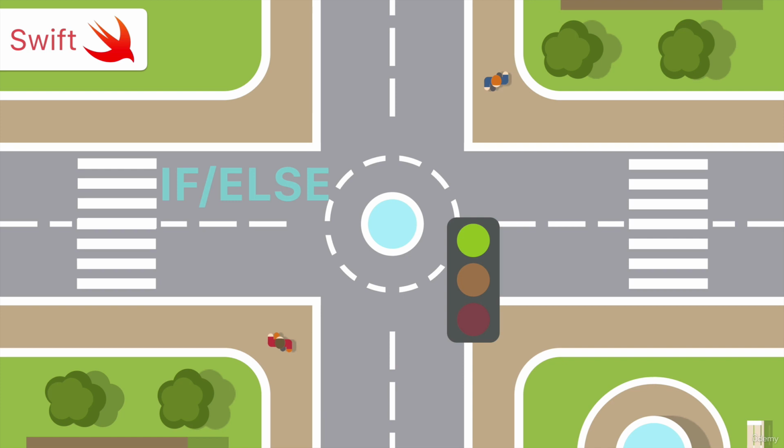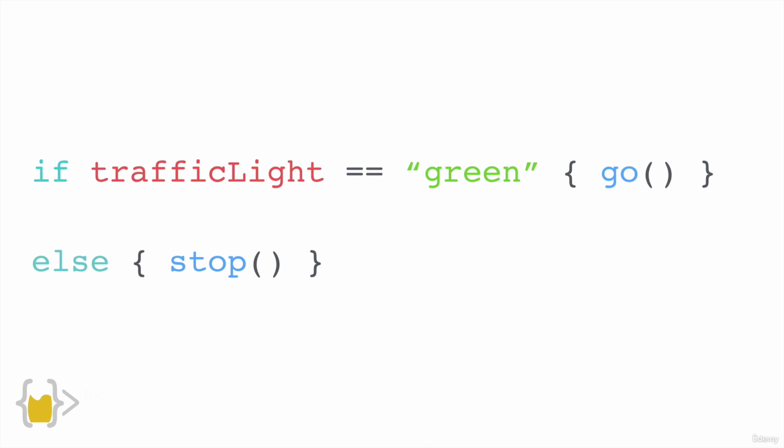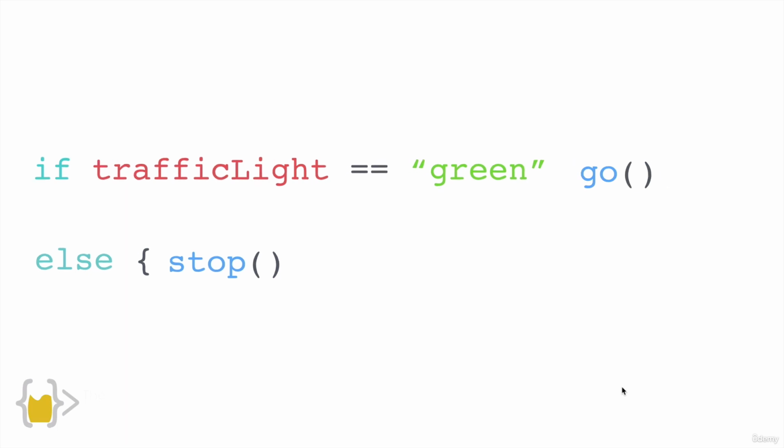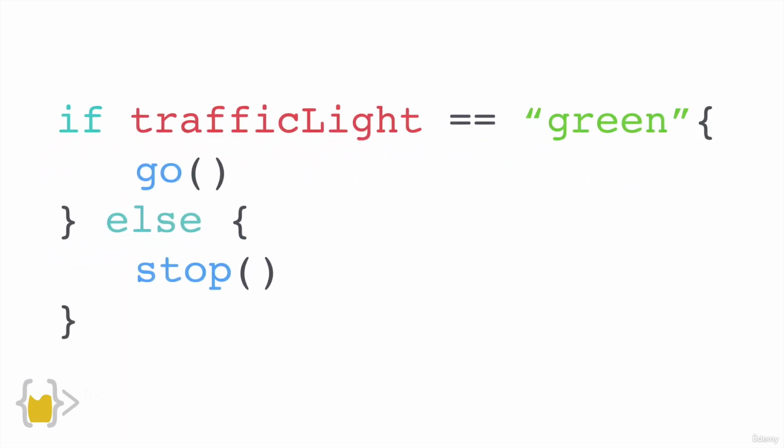So we can also express this in code like so. Here we're checking if the traffic light is equal to green, then we will perform the action of go. Otherwise, namely if this is false, namely if the traffic light is not green, then we will perform the action of stop. Now, similar to what you saw with functions, curly braces often contain more than one line of code. So more frequently, you'll see this formatted like so.